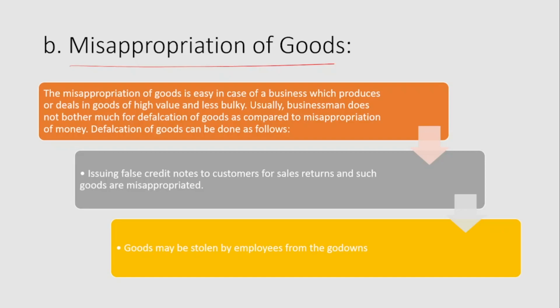So such things happen. Then you issue false credit notes. Credit notes are sales returns. You wouldn't have made any sales, or you will simply show that the customer has returned the goods. So all these things are misappropriation of goods.